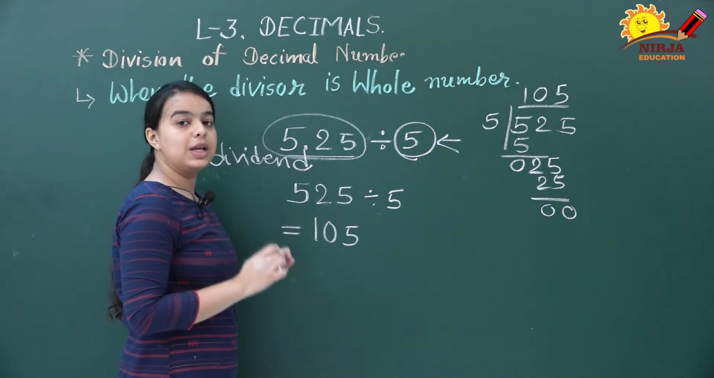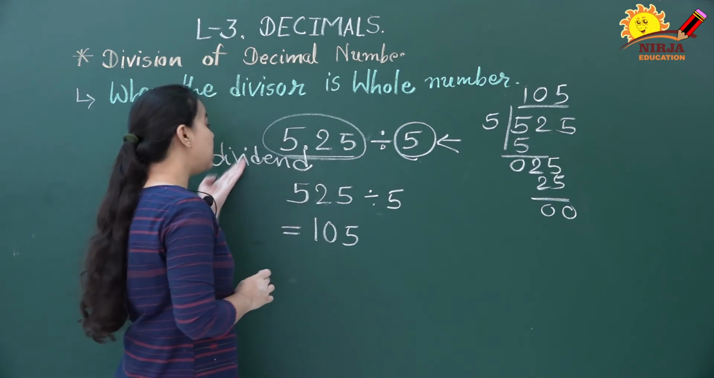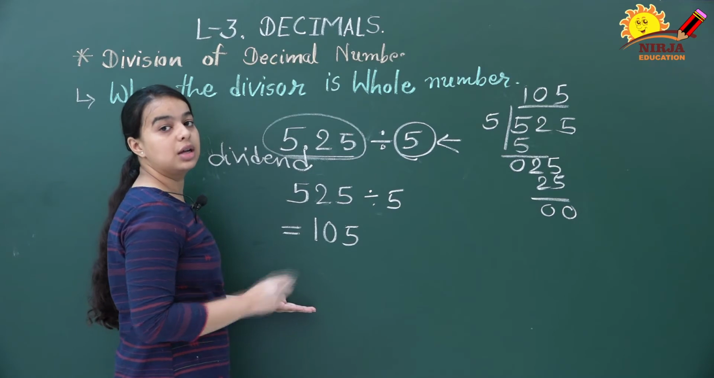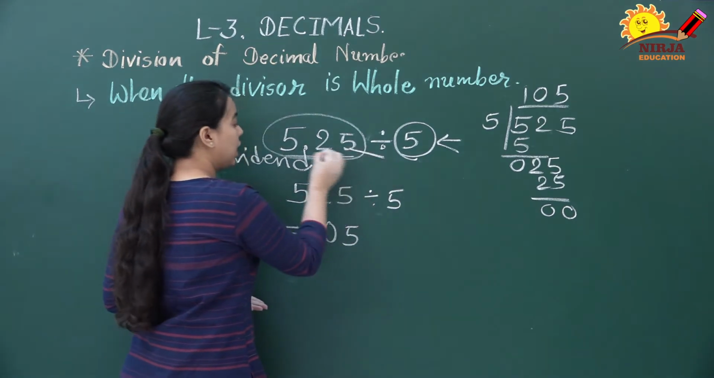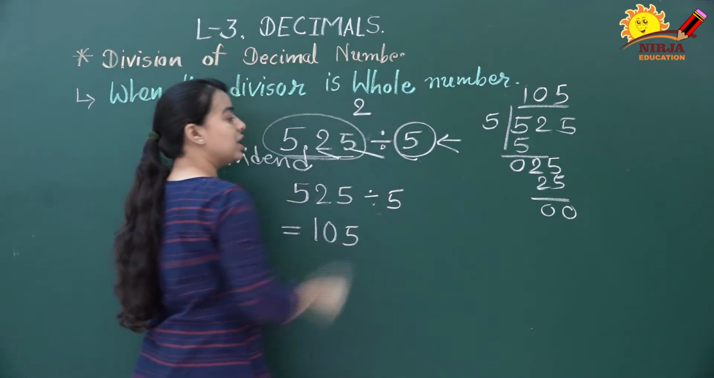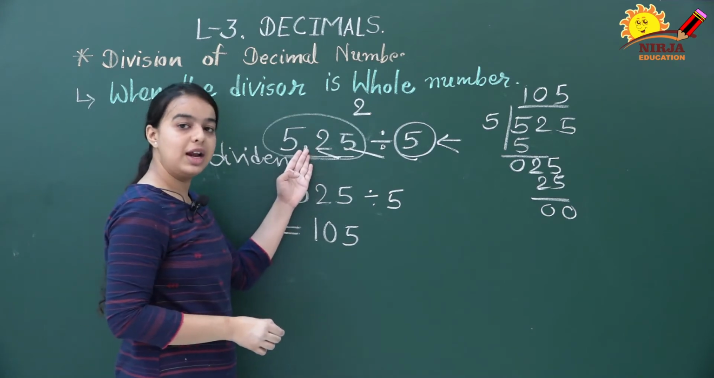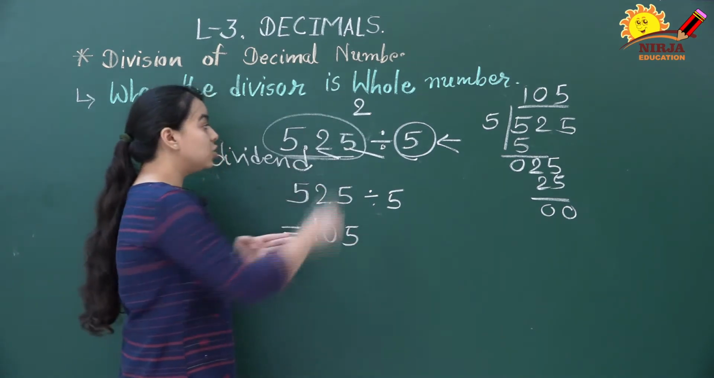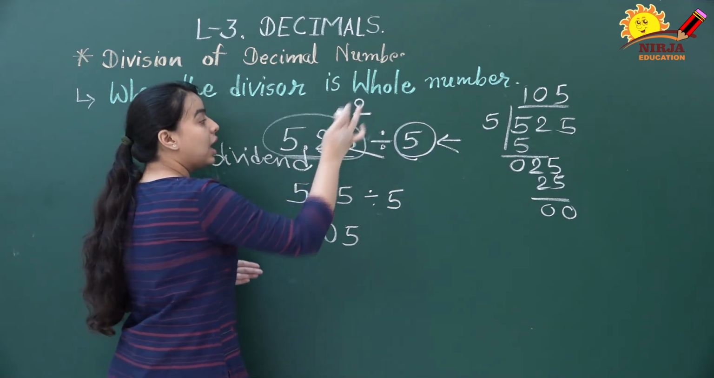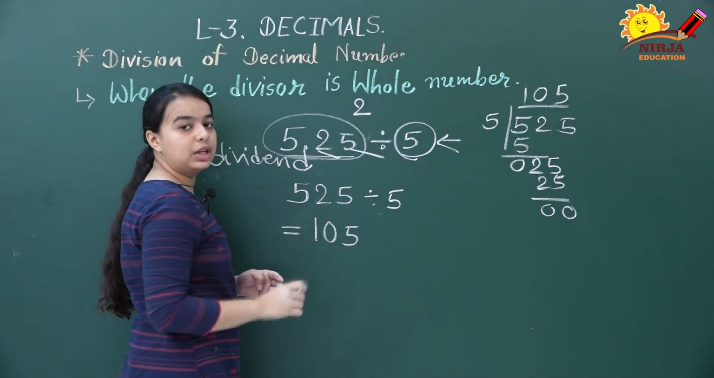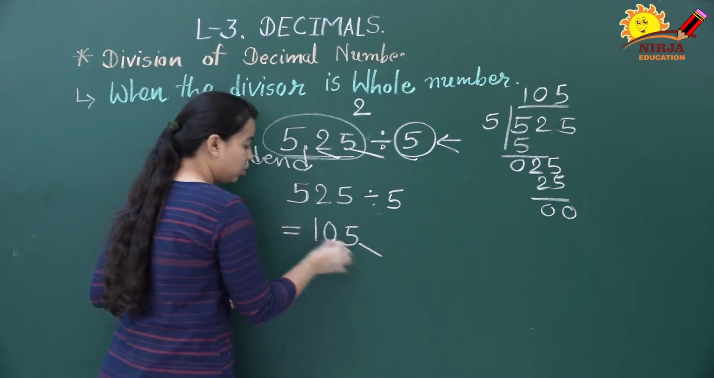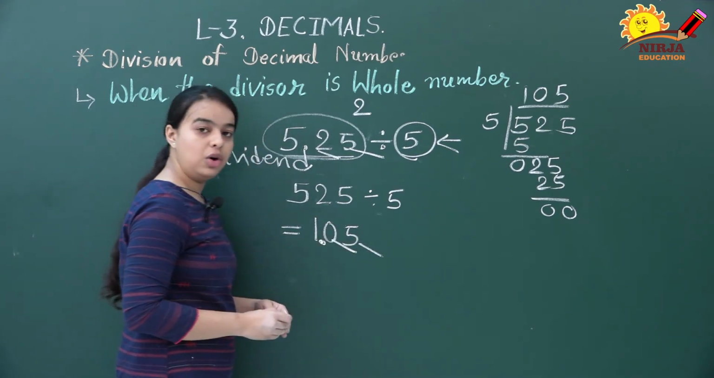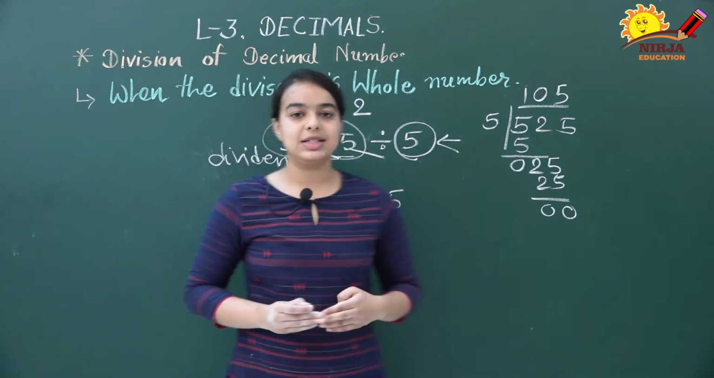Whatever decimal places are there in our dividend, we need to count the same and place them in our answer. Let's count: 1 and 2. There are a total of 2 decimal places in our dividend. That means in our quotient, in our answer also, we are going to put the decimal point after 2 digits from the right. 1, 2 here. So our answer is 1.05.